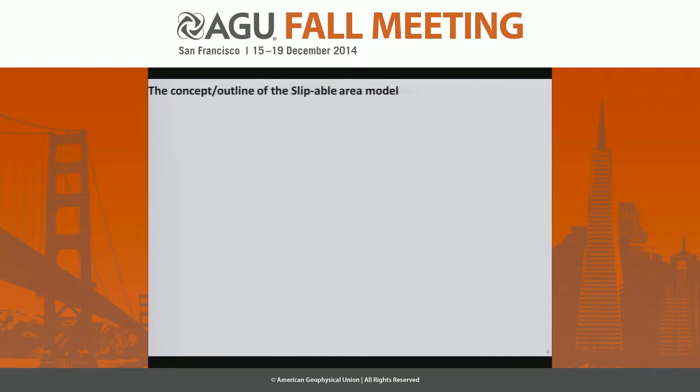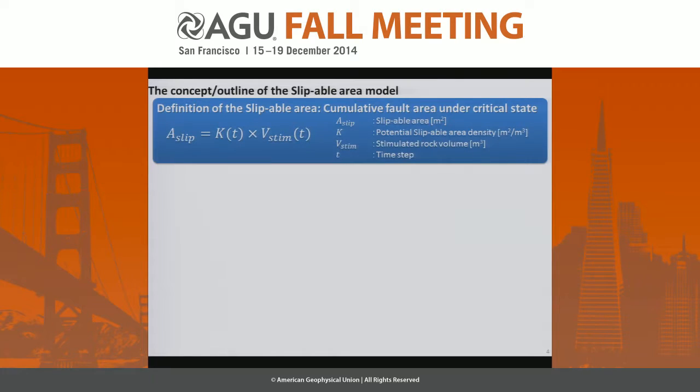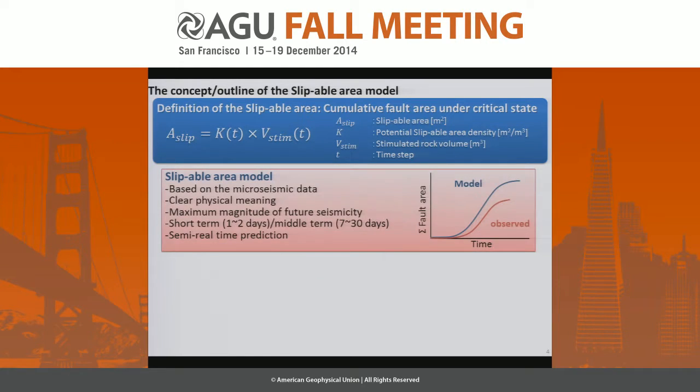So this is what I want to propose to you, our model, named slip-able area. You can see it is a really simple model. It is described by a simple multiplication of the potential slip-able area density and the stimulated rock volume. I will explain that in detail, but first I try to explain the characteristics of the model.